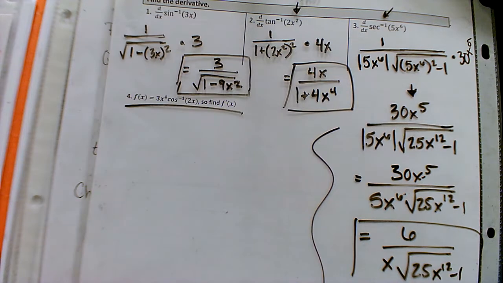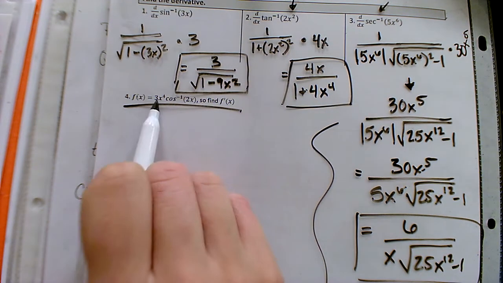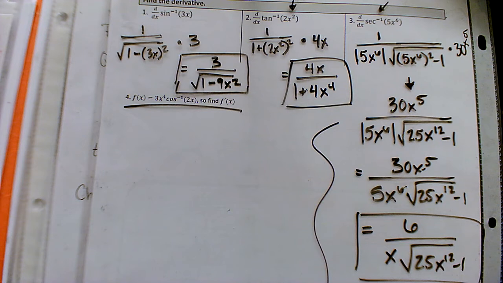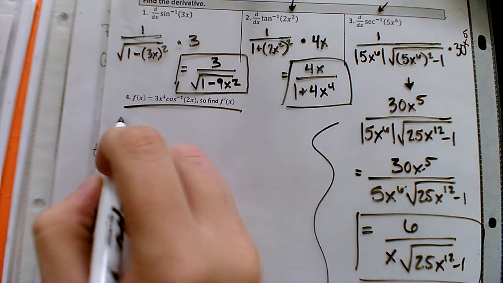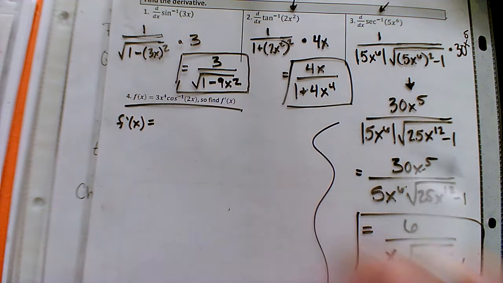Let's try one that's a little bit more involved. If you were to read this out loud, can you think about some shortcut we can use? Product, right, because you're multiplying 2 functions together. We have 3x to the 4th times the inverse cosine. Okay, so let's go through 1d2 plus 2d1.